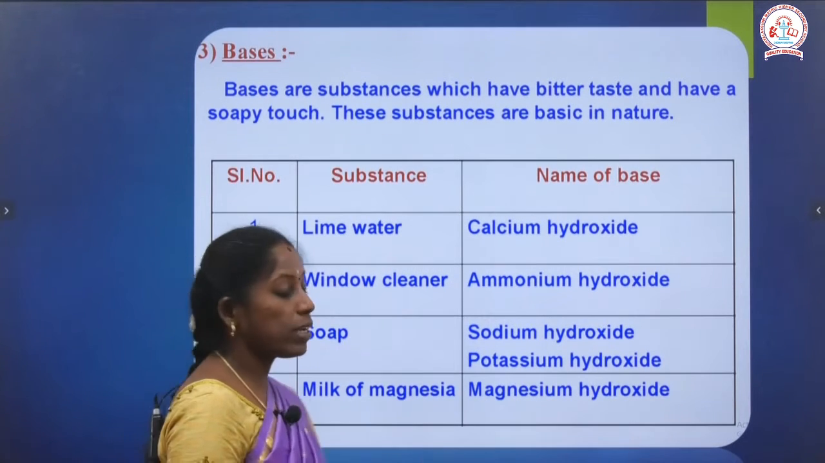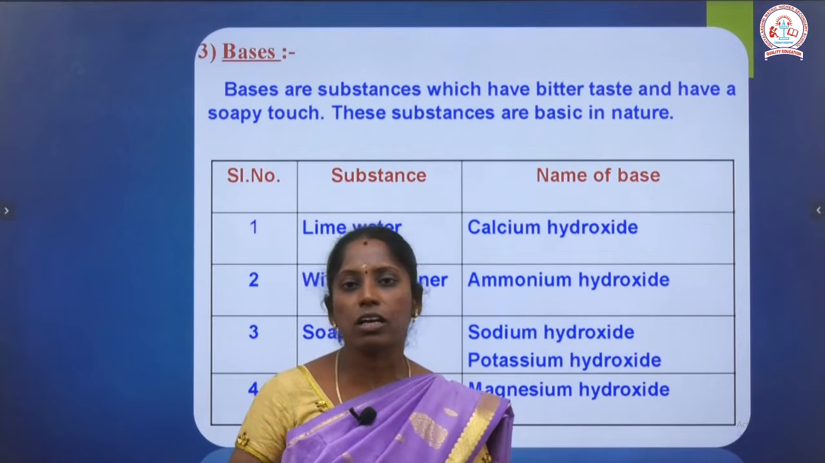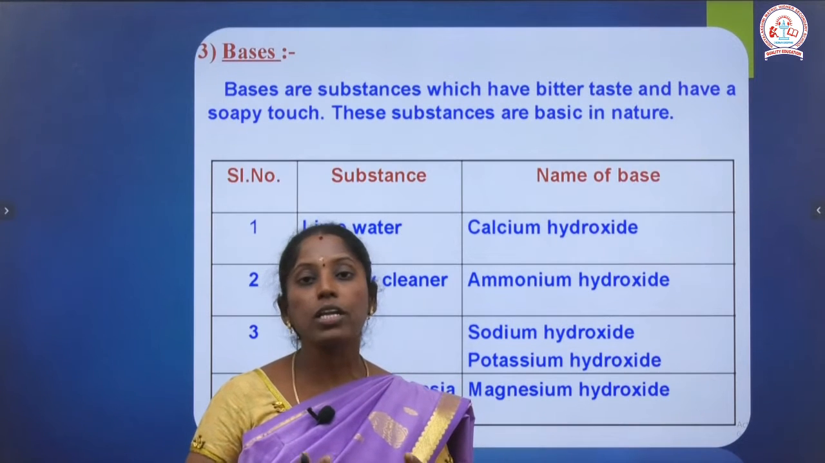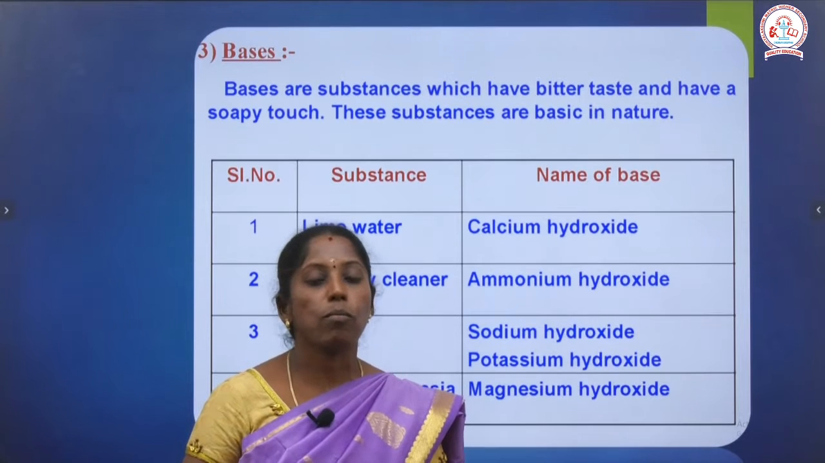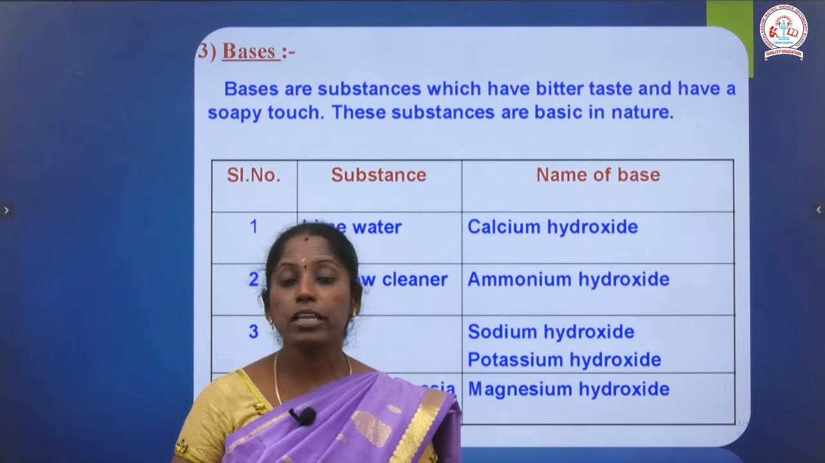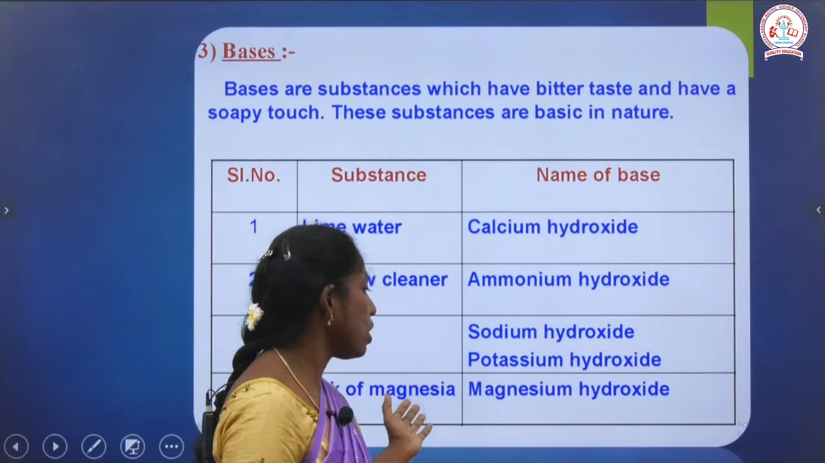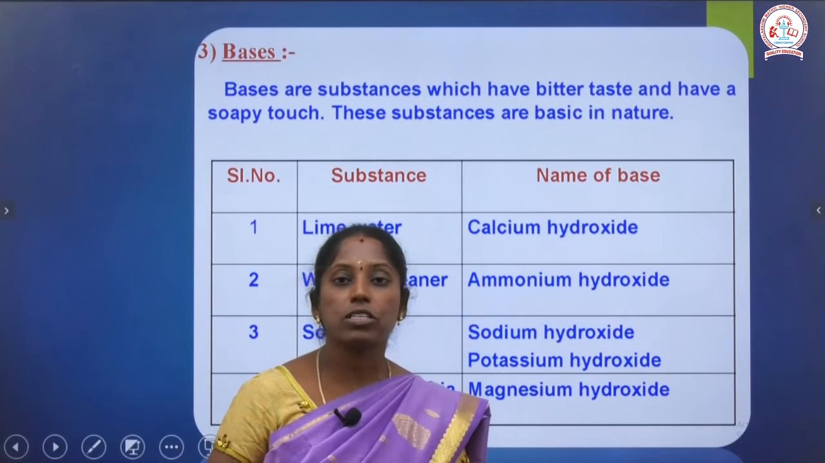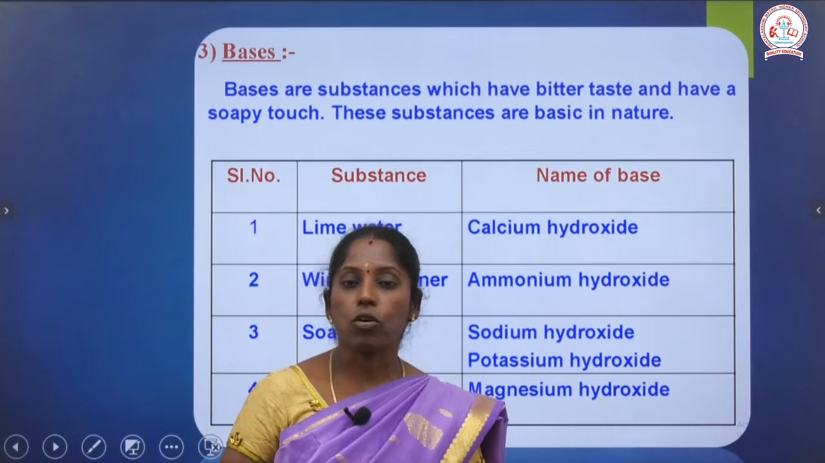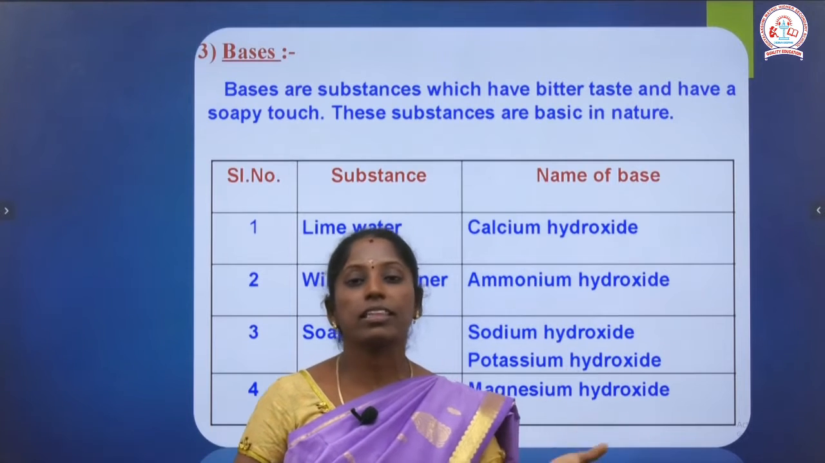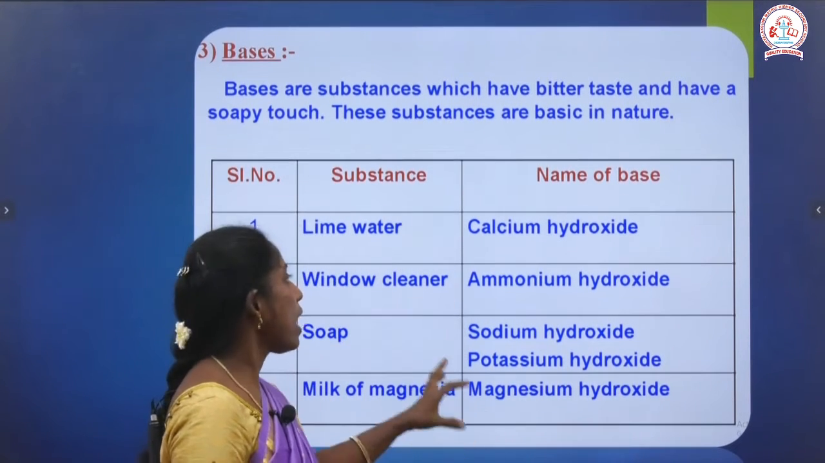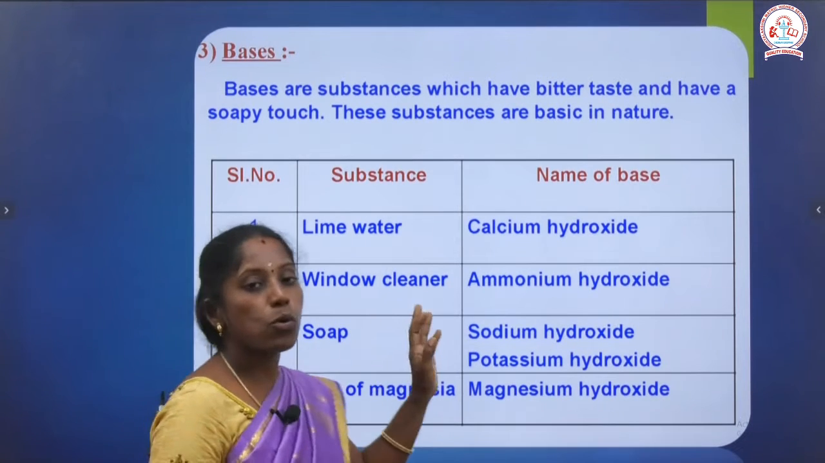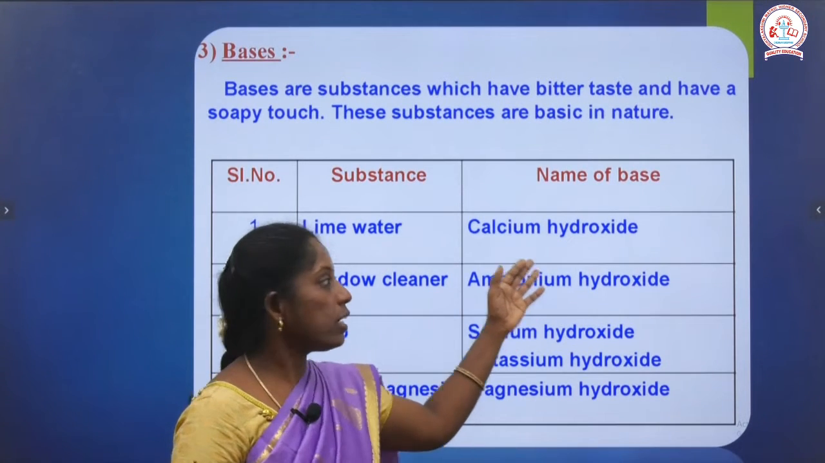So next one is milk of magnesia. What is milk of magnesia? It is used to reduce acidity in the stomach. For any stomach problem, we can drink Gelusil, which contains milk of magnesia. The base it contains is magnesium hydroxide. So milk of magnesia is nothing but magnesium hydroxide. These are some bases we have in some substances.